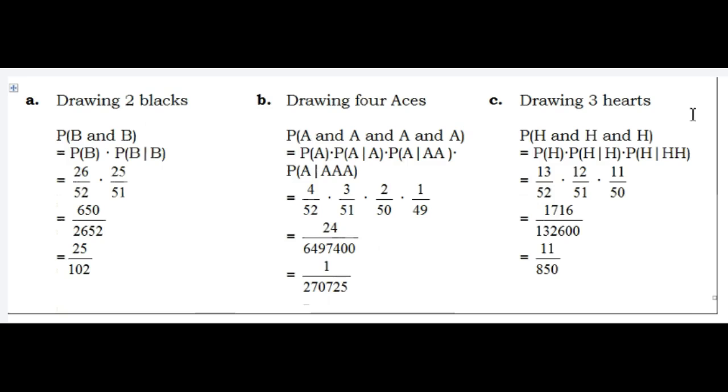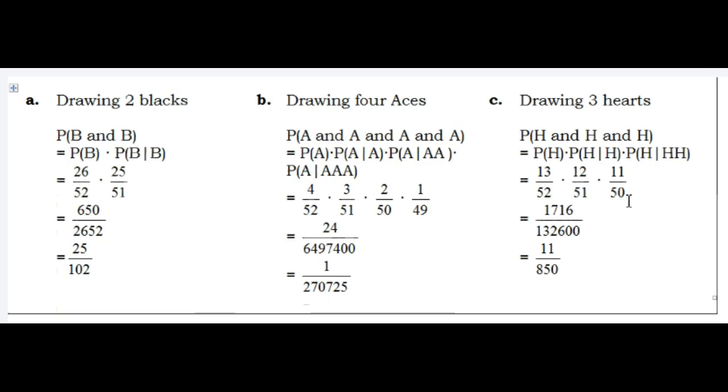Letter C: find the probability of drawing 3 hearts. That means we draw a heart, don't replace it, draw a second, not replace it, and then draw a third. With a standard deck, there are 13 hearts out of 52 total cards. If we draw a heart, now there are only 12 left out of 51 cards. If we draw that second heart, now there are only 11 left out of 50 cards.